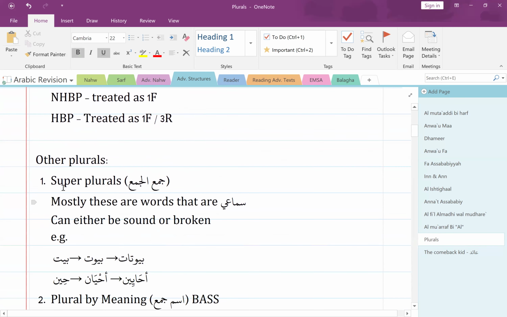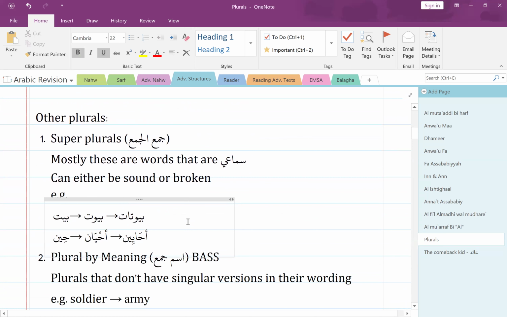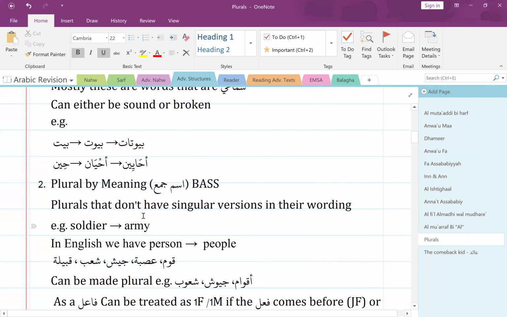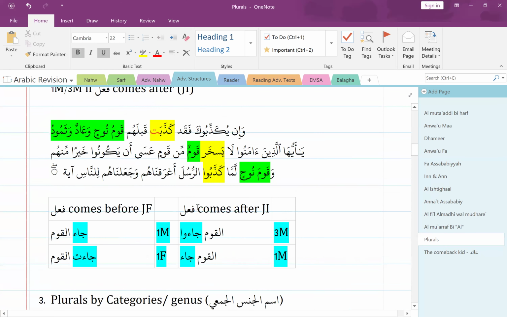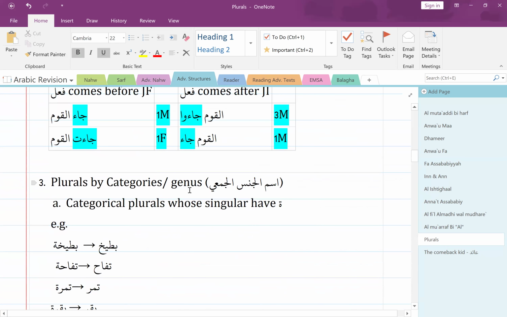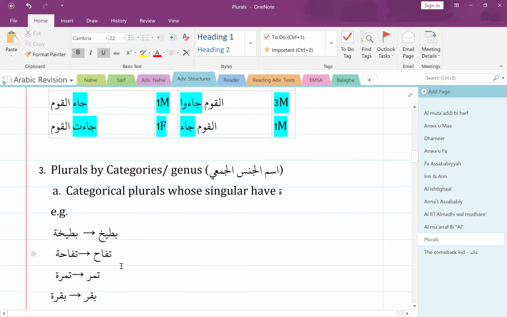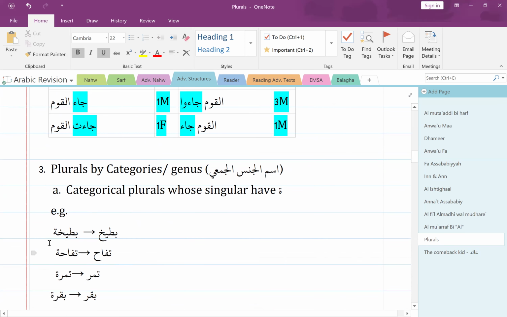And then we also discussed a couple of other kinds of plurals. We mentioned super plurals, or jam. So you take a plural and you pluralify it further. You make it a bigger plural. Or plural by meaning, this is plural because the Arabs said so, and we discussed that as well. And we also talked about plural by categories. We mentioned these are the words whose singular version either ends in ta marbuta or ya and nisba, and you just make it plural by removing either the ta marbuta or the ya and nisba.